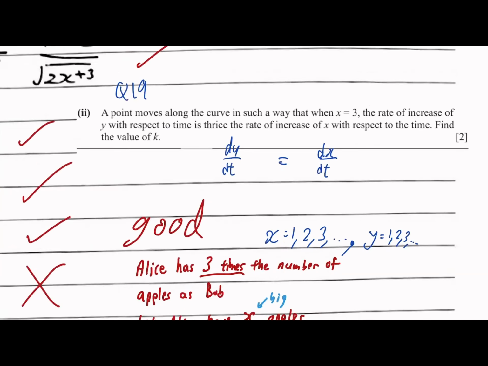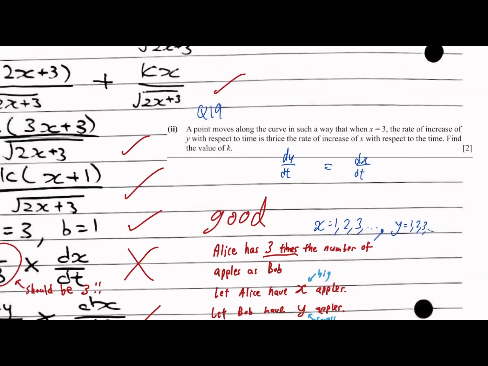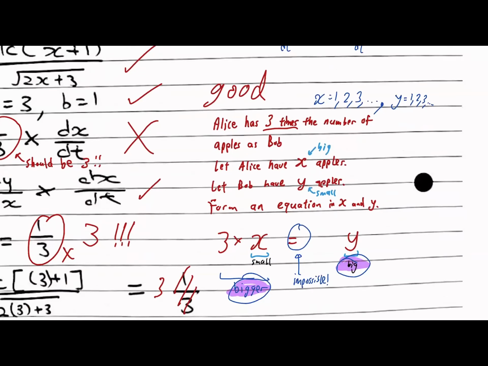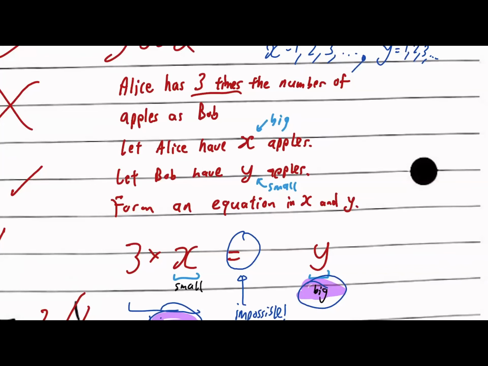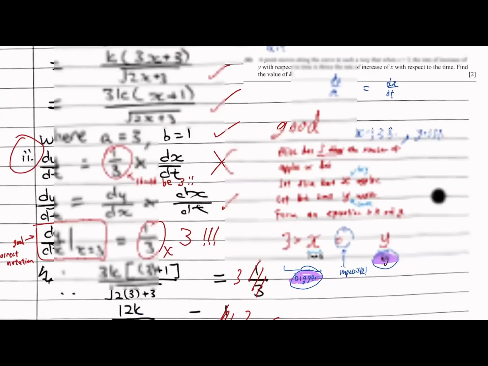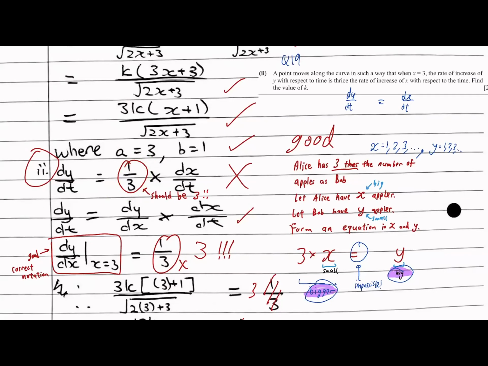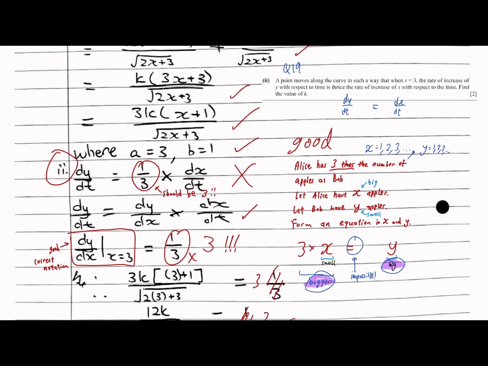So let me ask you a simpler question. If Alice has 3 times the number of apples as Bob, let's just say that they are fruit sellers or something. Then let Alice have X number of apples, Bob have Y number of apples. Form an equation in X and Y. Is it 3x equal to Y? Okay, or X equal to 3y? Yeah. X equals 3y, right? So here, how come you put a 1/3 for me? Okay, wait, but assuming that I put a 3, the rest of the working is fine, yes. Oh, okay. Yeah, go and do your correction, okay?